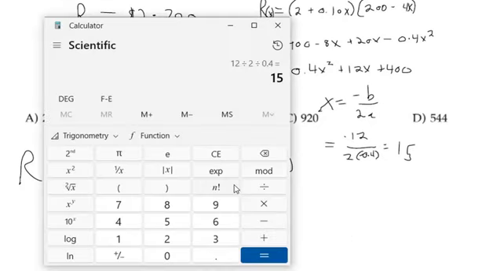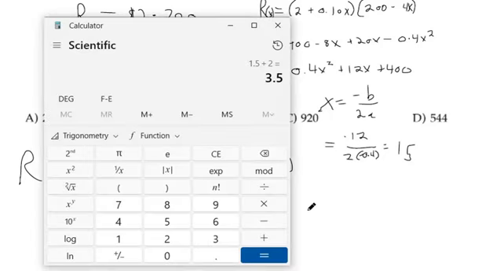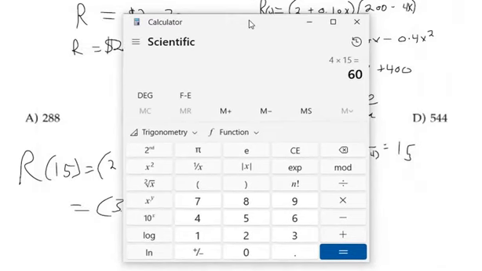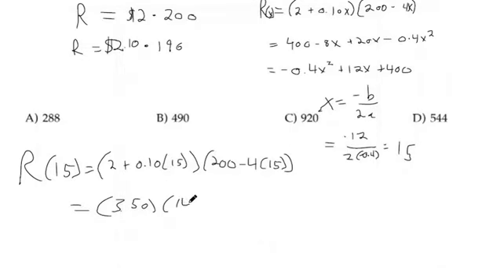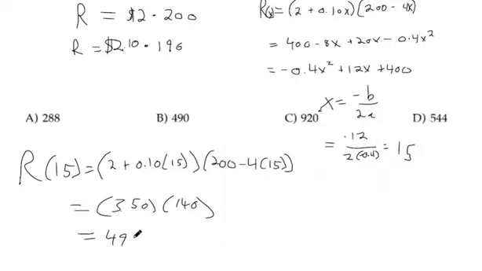let's see, 0.1 times 15 plus 2, so it's at $3.50 is what we're charging right now. And then it's 4 times 15, 60, so 200 minus 60 is 140. So $3.50 is the best price to set it according to our mathematics here to maximize the revenue. 140 beets are sold at that price. So the maximum revenue is $490.